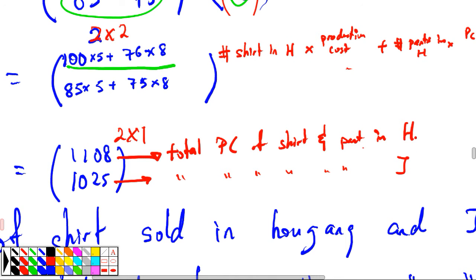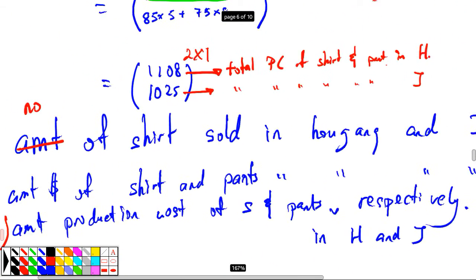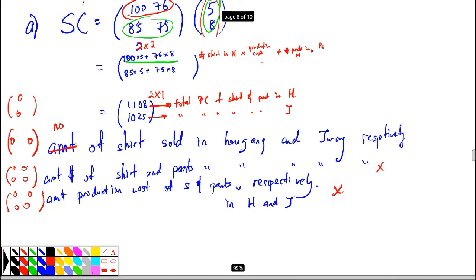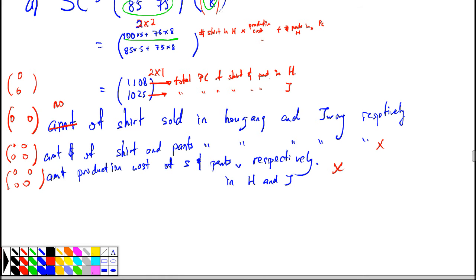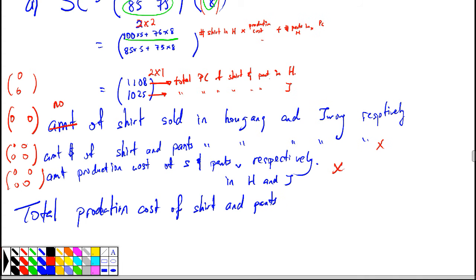Now what do you think you will interpret the result as? Total PC of shirt. Total production cost. Very good. Total production cost of shirt and pants in Hougang and Jurong respectively. Full marks.